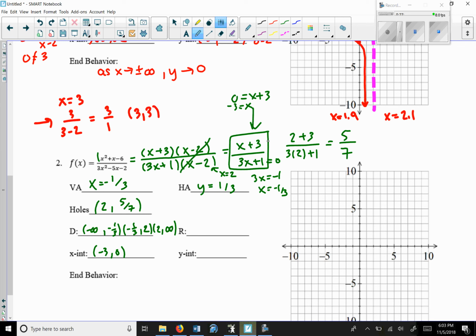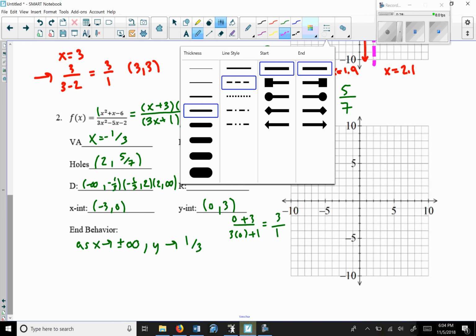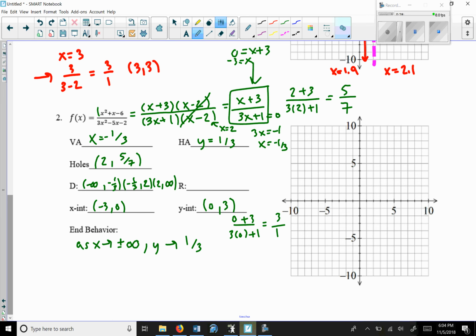My y-intercept, I can again use my simplified answer to find. So I have 0 plus 3 over 3 times 0 plus 1, which gives me 3 over 1, so it's 3. So 0, 3. And my end behavior follows my horizontal asymptote. So as x approaches plus or minus infinity, my y values are approaching 1/3. So on my graph, I know that my graph has a vertical asymptote at -1/3. So just draw it as best you can close to the line. And then I have a horizontal asymptote at y equals 1/3, which would be in here somewhere.